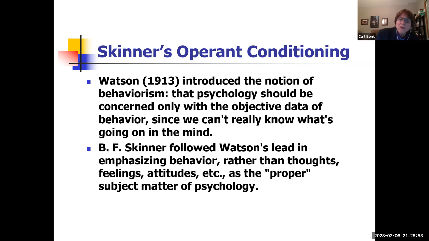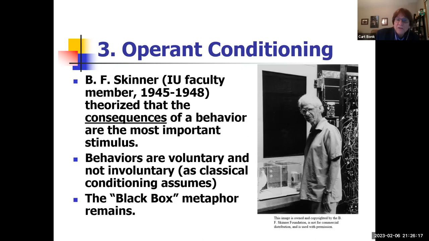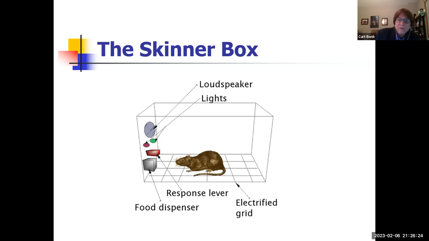And so Skinner followed in Watson's lead, but instead of looking at stimulus response theory, he looked at the responses. He had what was called response stimulus theory. Now he believed that things happen within the skin, in your head, but they're just not reliable to measure. So behaviorists are objectivists. They want to see things clearly in front of them. They're not subjective in any way. They want to look at the overt behavior. And so that's Skinner, as you saw in the video, and IU faculty 1945 to 48.